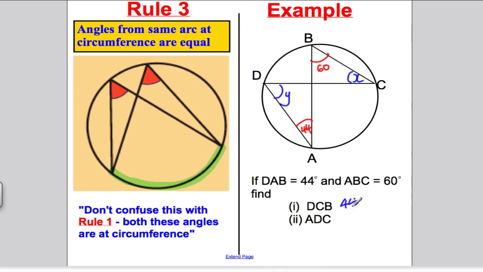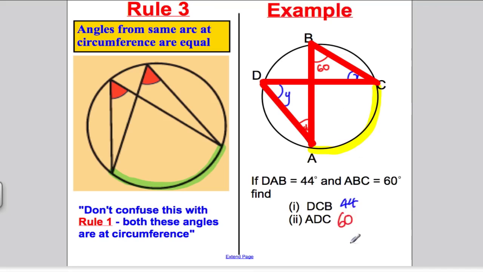Take those away for now. That was 44. And then to find the other arc here, AC, what angles are coming out of this? Well, the 60 is coming out of it there, and also the Y is coming out of there. So angle ADC must be equal to 60. So this one is 60 here.